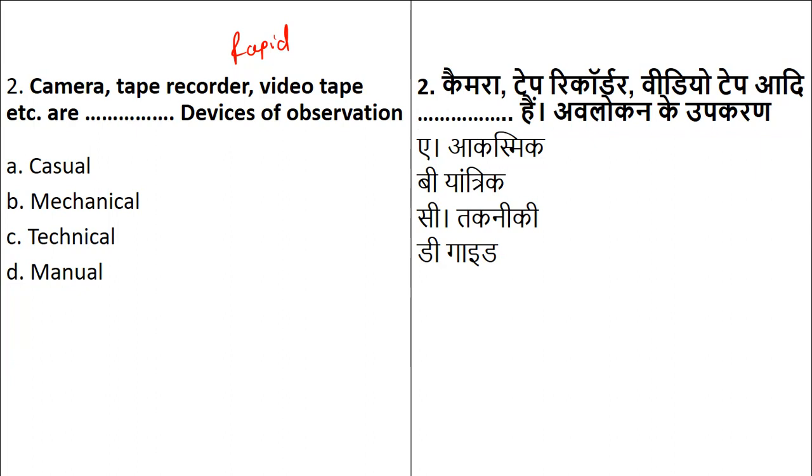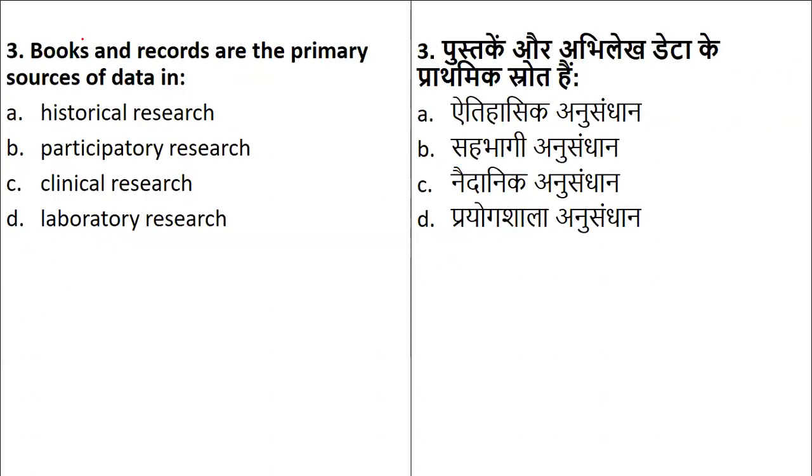So if you look at these particular records, obviously what do you feel? They are from one family type, so when we look at them it indicates that these types of devices, or these types of observation, basically come under mechanical in nature. So camera, tape recorder, videotape, etc. all come under mechanical, right? Okay, now coming to the next question.